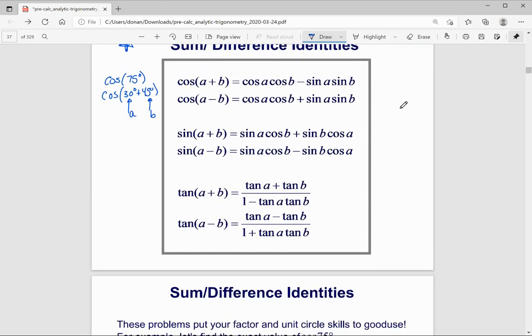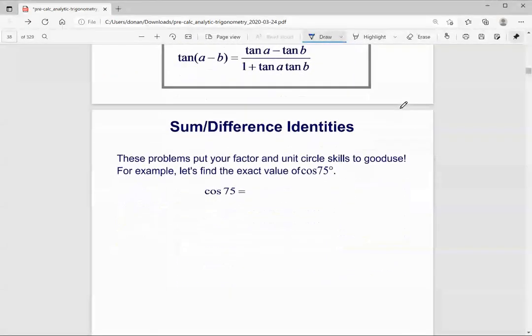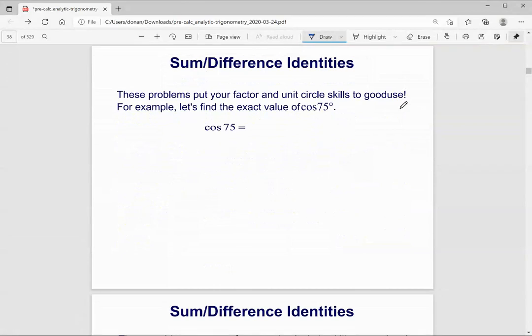Okay, so how do we use these? We're going to walk through a couple of problems, and then you have some for homework. So let's try this one together.